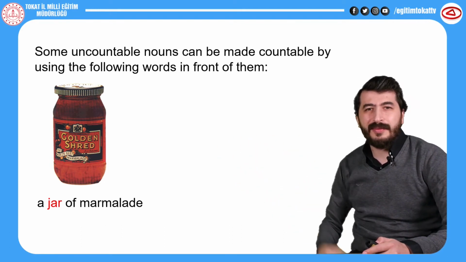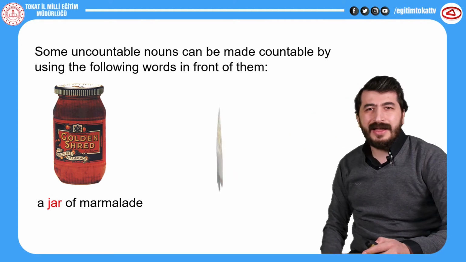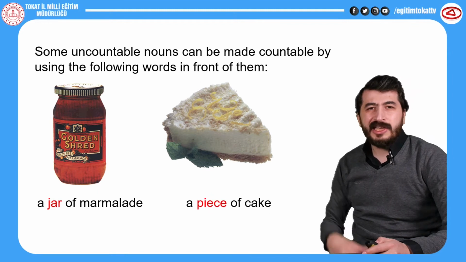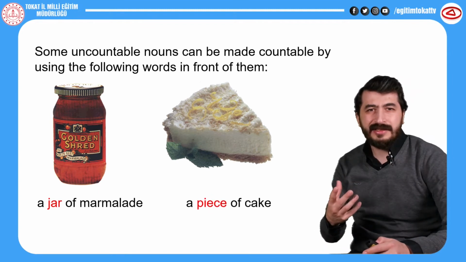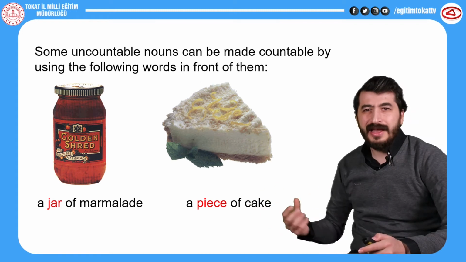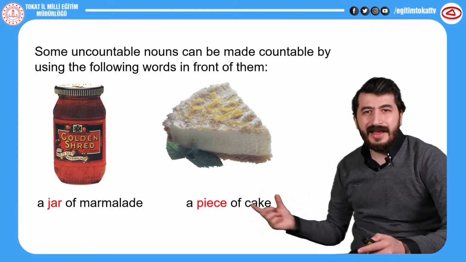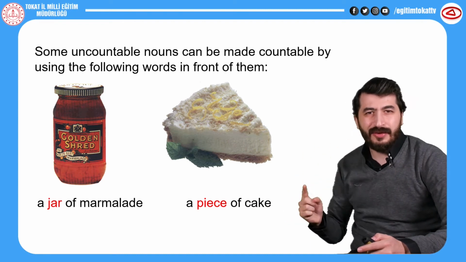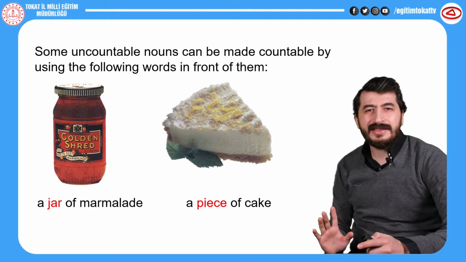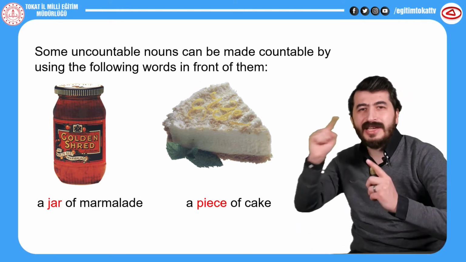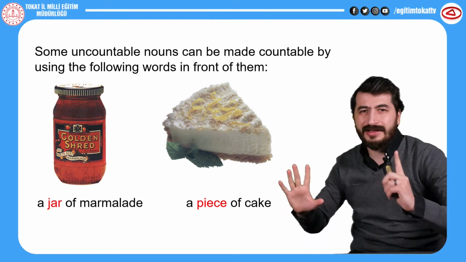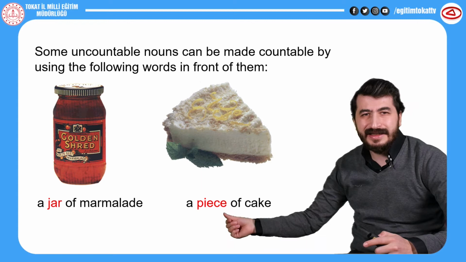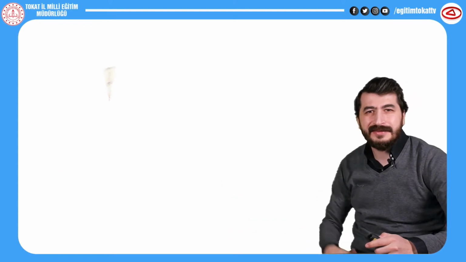2 jars of marmalade. And here, cake we have. And cakes, can you say cakes? No. But you can use a piece of cake, 2 pieces of cake, 3 pieces of cake, but you can't say 3 pieces of cakes. No, you can't use. Just you can add s for pieces, 2 pieces, 3 pieces.